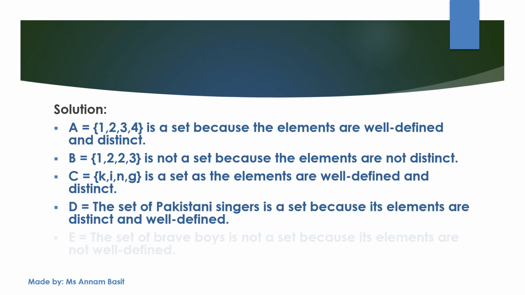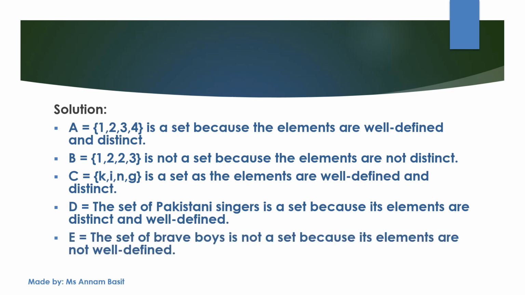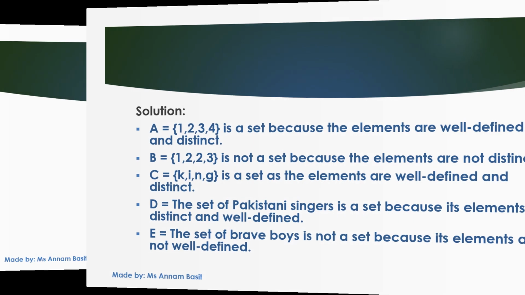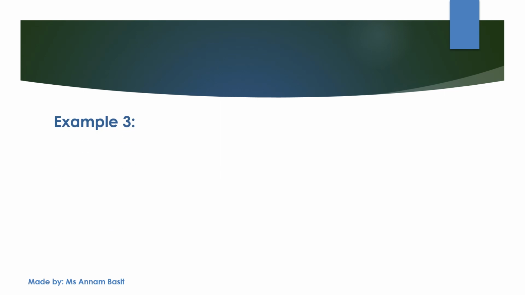Now look at the fifth set, which is E, the set of brave boys. I also covered it at the start of the lecture. The set of brave boys cannot be called a set. Why? Because its elements are not well defined. It's not clearly mentioned what kind of brave boys you're talking about, which country or area they belong to. So it's not a set because it's not clearly identified. Now look at example number 3.